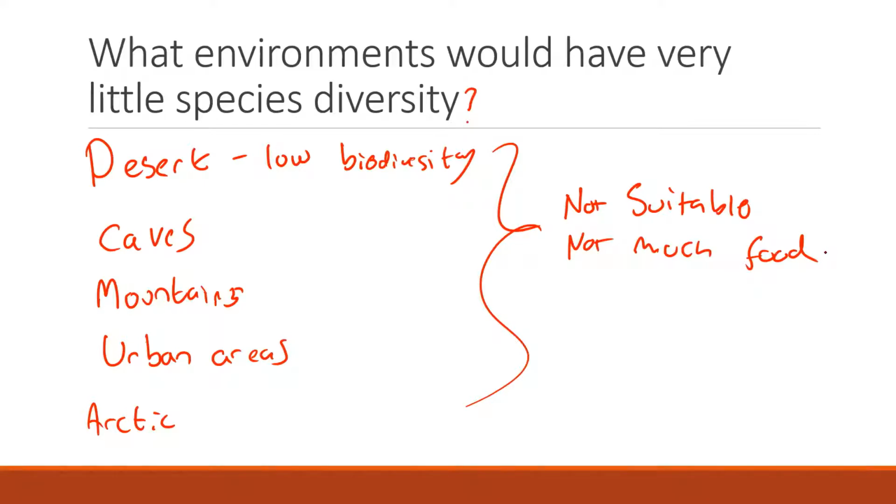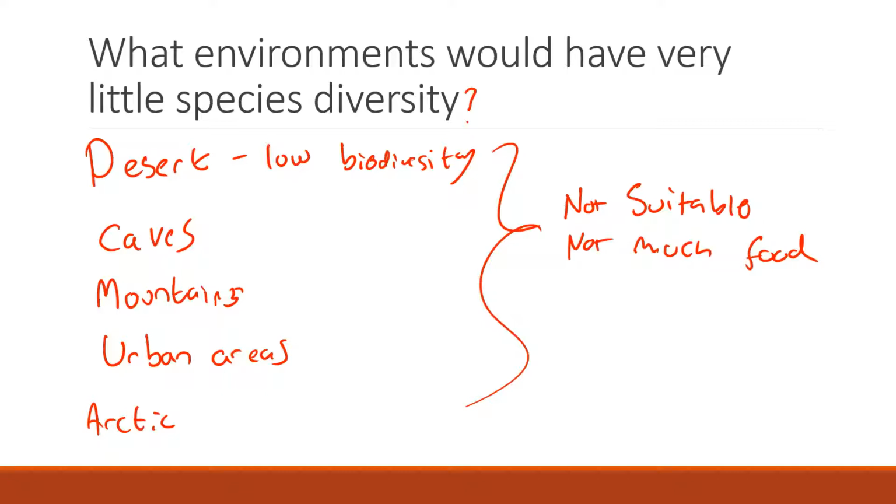Not suitable and there's not much food. Exactly. I think that's a really good answer here. A desert just doesn't have much food, much water. It's very difficult to live in. Same with the Arctic. There's not much food and it's very cold. So it's very difficult to live in that place. So these places are very difficult to live in.